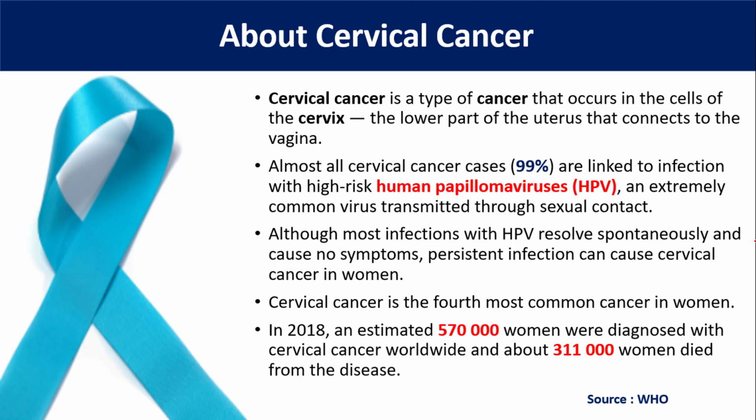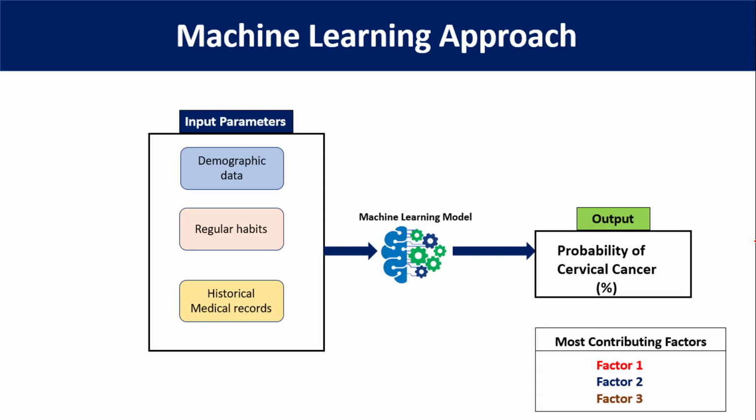Next, we'll discuss the machine learning approach that we're going to use. It is just a basic overview. The data set which we want to use in this project is available in the UCI repository, and it has three core groups of features. The first one is demographic data, meaning age, location, and other personal, individual properties of the patients.